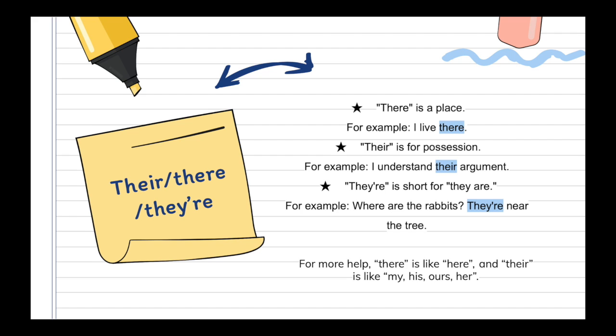they're is short for they are. So an example would be, where are the rabbits? They're near the tree. So if you want more help, there, t-h-e-r-e, is like here, and there, t-h-e-i-r, is like my, his, ours, hers. So if you're ever regarding a place, there should be used. And if you're ever talking about possessions, their should be used.